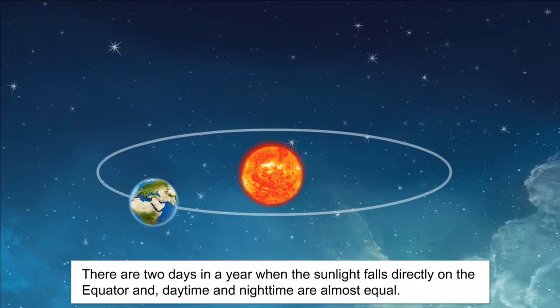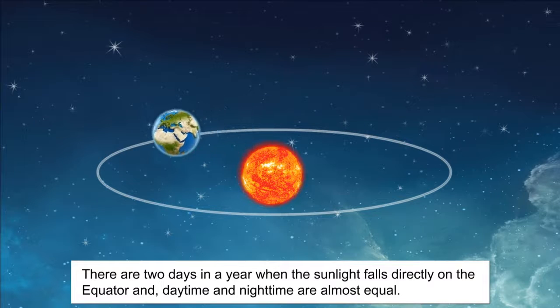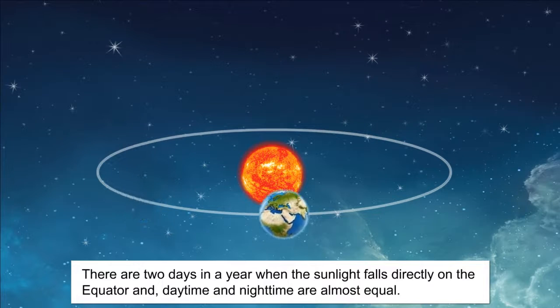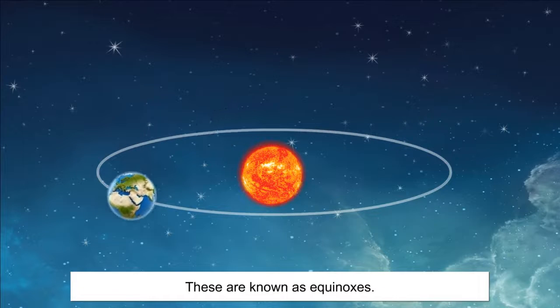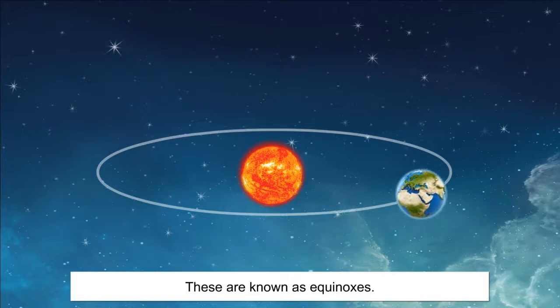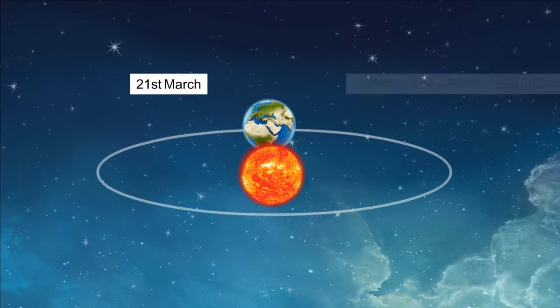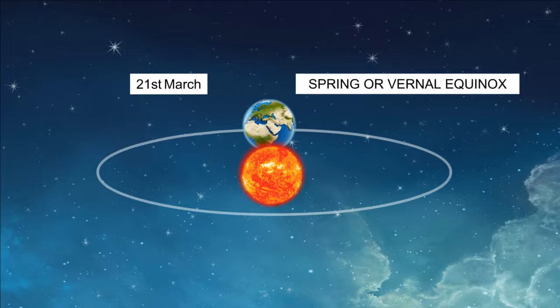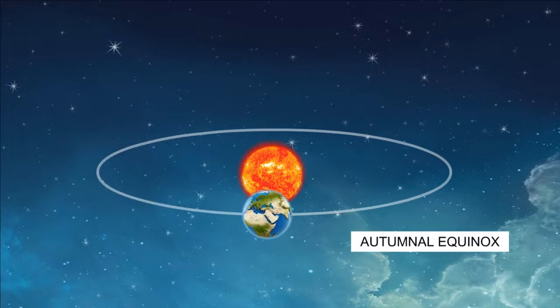There are 2 days in a year when the days and nights are equal. The sun shines directly on the equator on these 2 days. These are called equinoxes. Equinox literally means equal night. In the Northern Hemisphere, 21st March and 23rd September are known as spring or vernal equinox and autumnal equinox respectively.